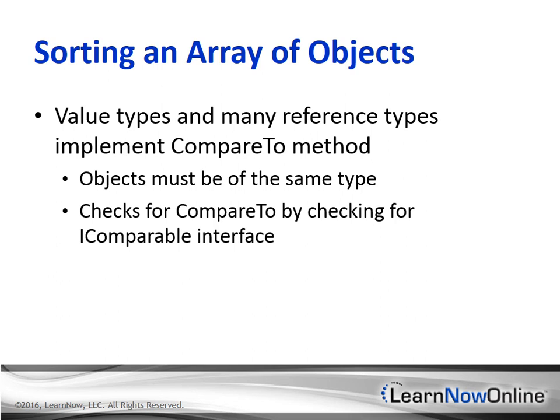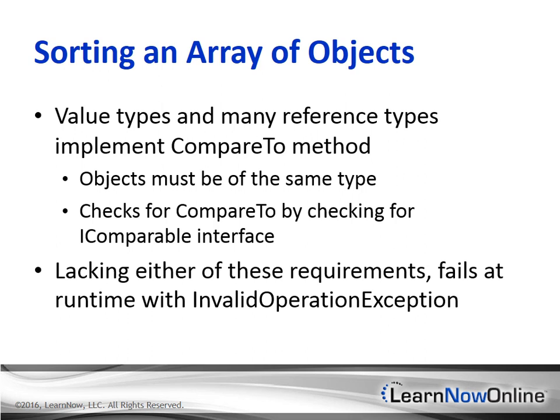Now, before the Array.Sort method even attempts to perform its sort, it checks to ensure that the type it contains provides a CompareTo method. How does it perform that check? Well, that's easy. It only sorts arrays of objects that implement the IComparable interface. If the type it's attempting to sort doesn't implement that interface, or if the array contains elements of multiple types, which would be declared as an array containing object values, it simply fails at runtime, raising an InvalidOperationException. So now we're really starting to get into the depths of how sorting works.